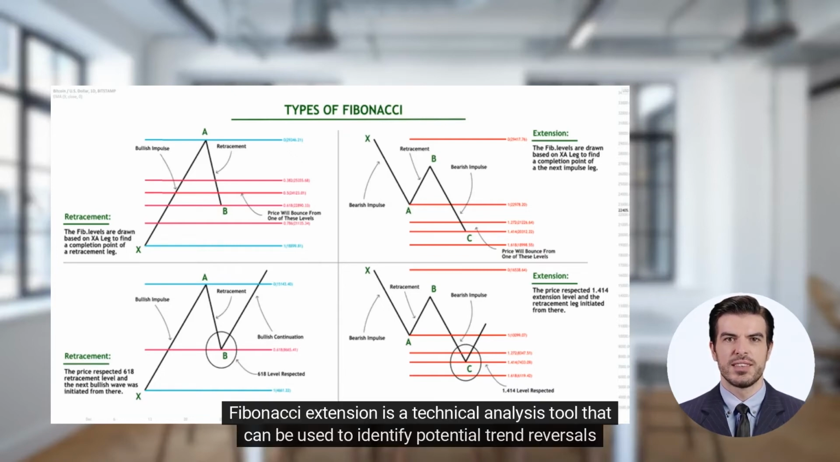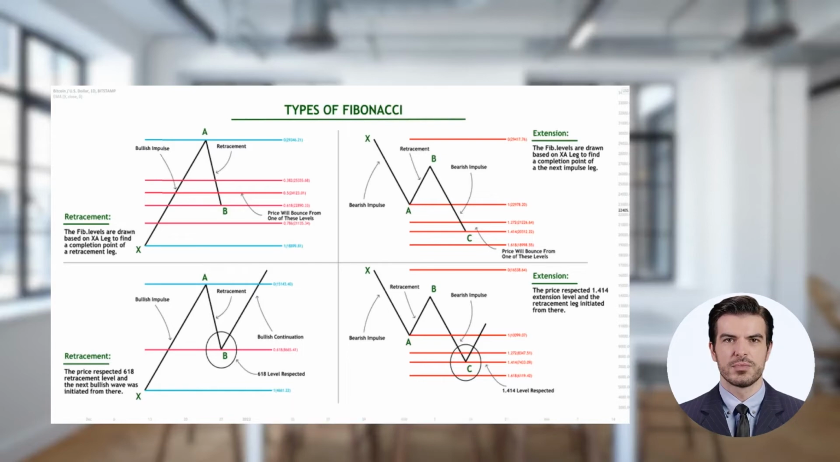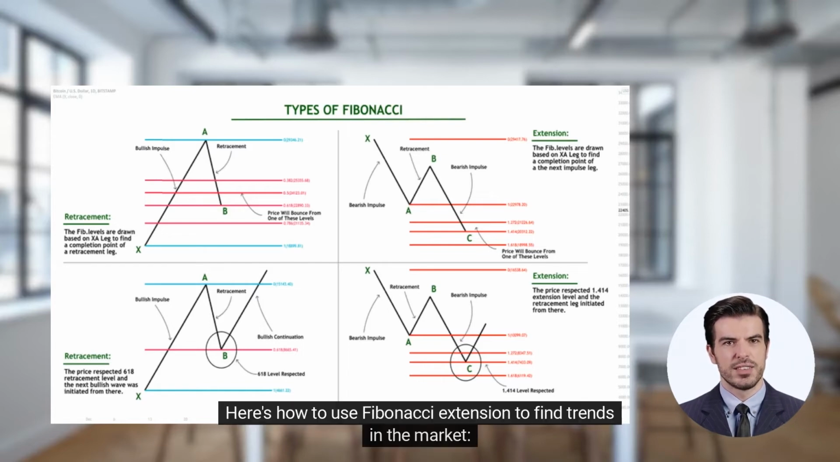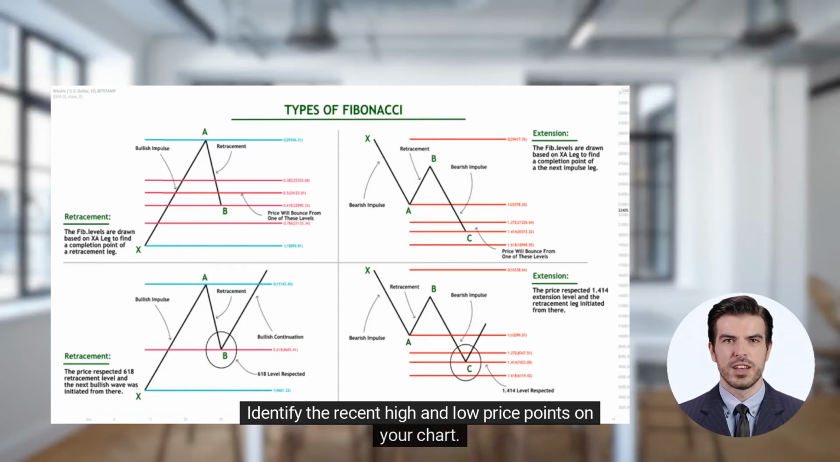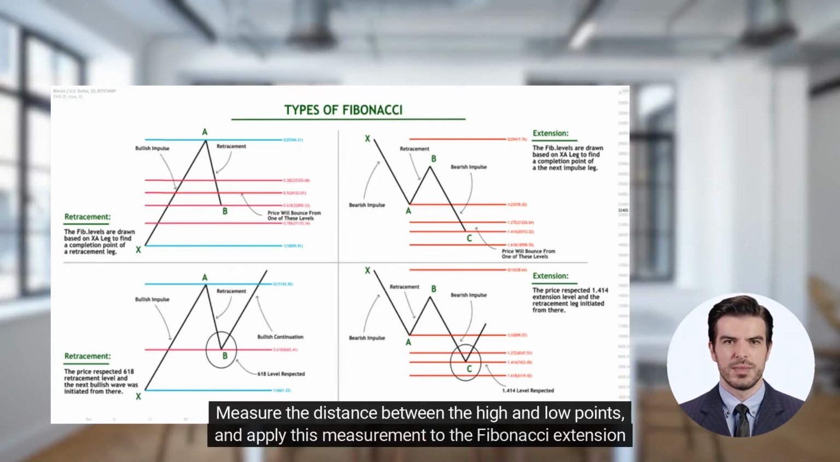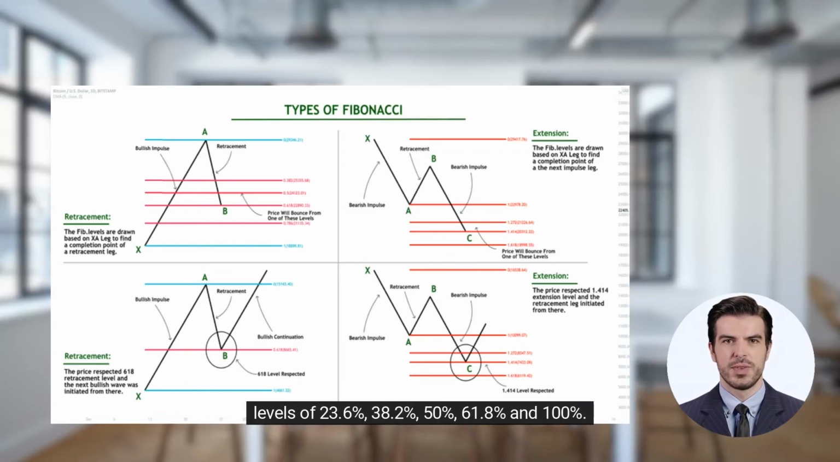Fibonacci extension is a technical analysis tool that can be used to identify potential trend reversals and continuation patterns in the market. Here's how to use Fibonacci extension to find trends in the market. 1. Identify the recent high and low price points on your chart. 2. Measure the distance between the high and low points and apply this measurement to the Fibonacci extension levels of 23.6%, 38.2%, 50%, 61.8%, and 100%.